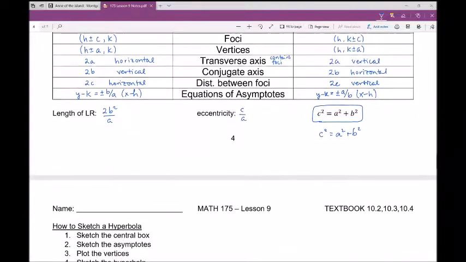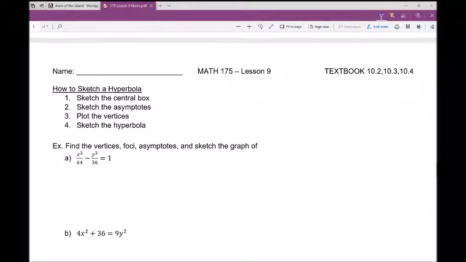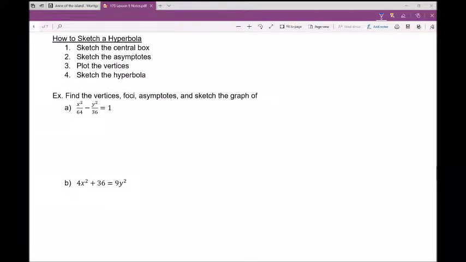Okay, so let's move on to some examples. So I put some steps here just to remind you, because I think hyperbolas are probably the most complicated of the three conics to graph, but if you follow these steps, you shouldn't have any problems. Okay. So for the first example, we're going to find the vertices, foci, asymptotes, and then sketch the graph of x squared over 64 minus y squared over 36 is equal to 1.